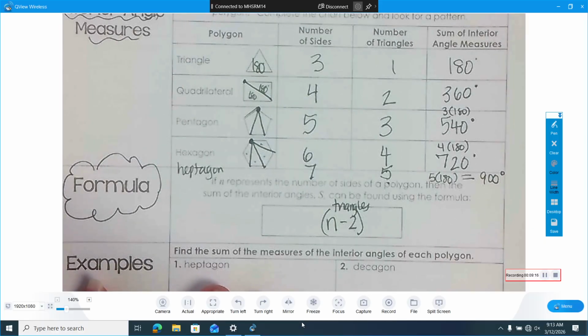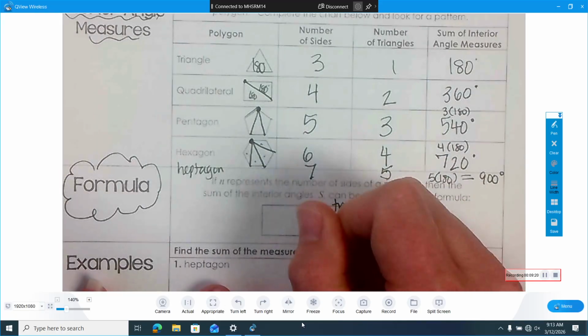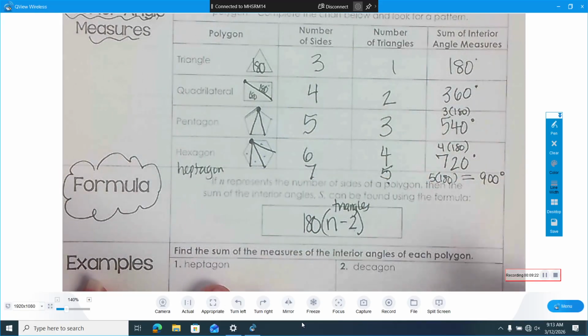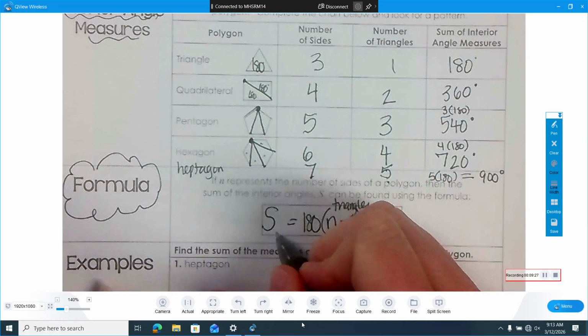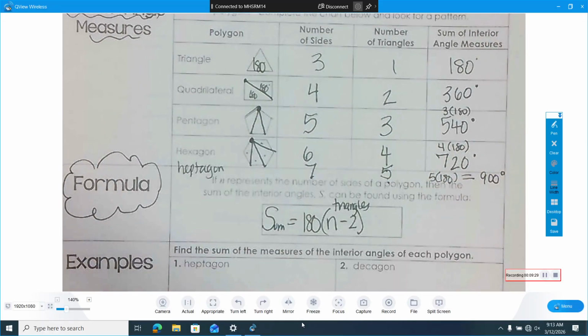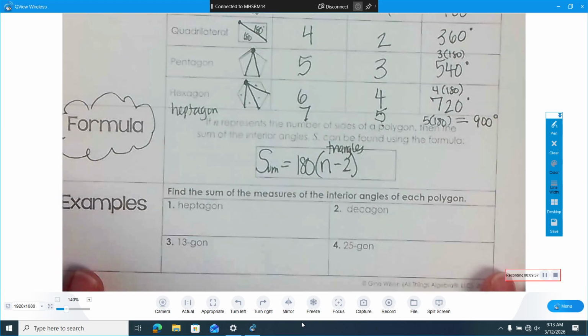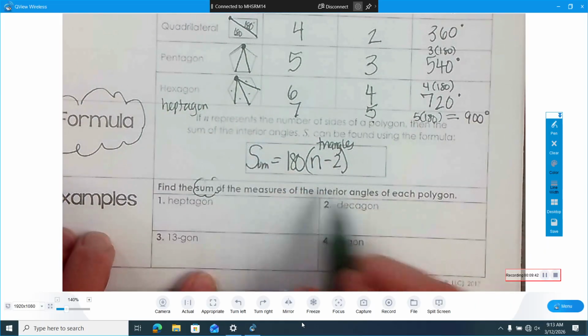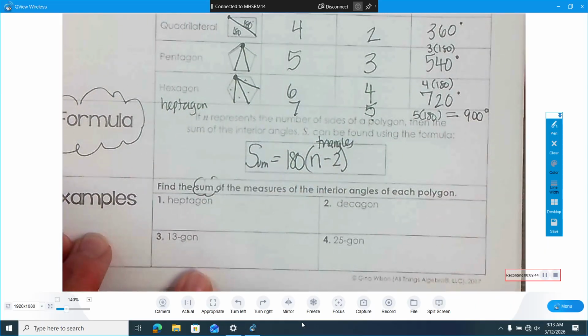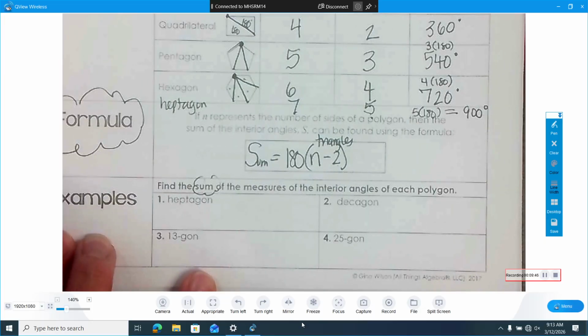And what do I have to do if I know the number of triangles? Times by 180. So 180 times n minus 2, and this equals our S for the sum of the interior angle degrees. Okay? A very easy formula. So now we're going to use that. We want to find the sum of the measures of the interior angles of each polygon.